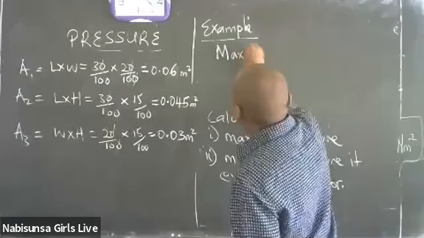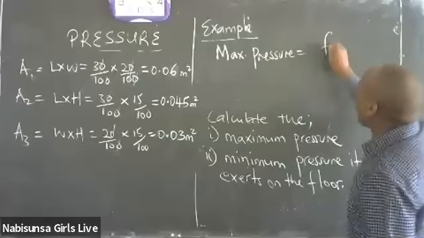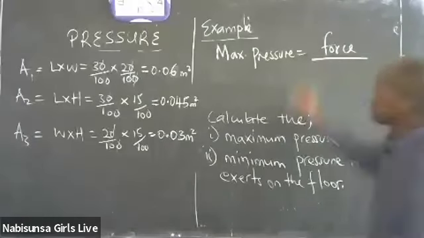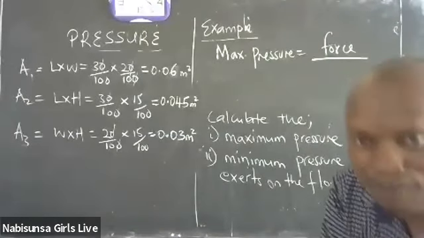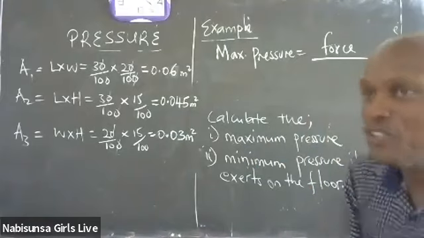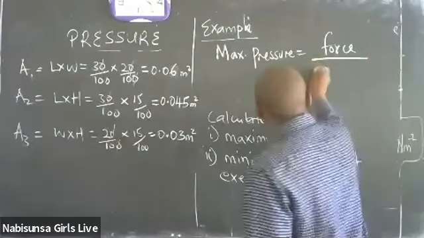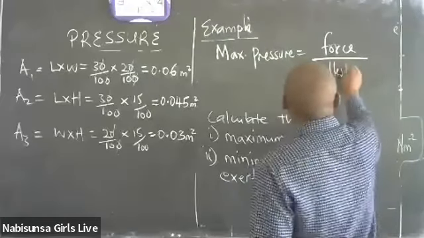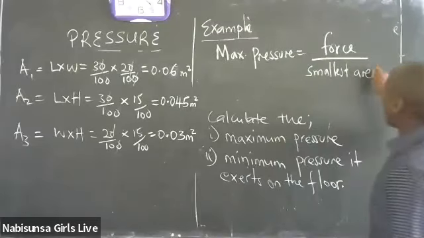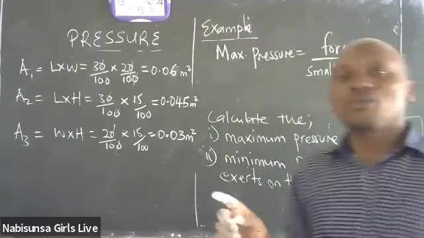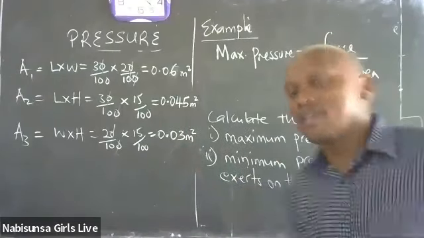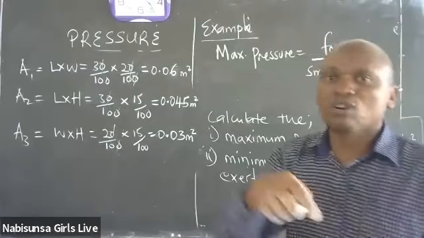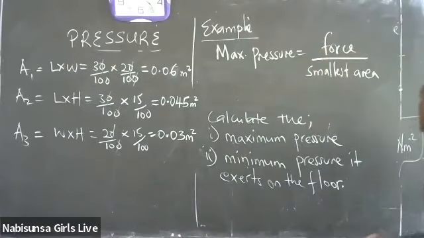Maximum, we use the largest. Teacher stated that for maximum pressure, use the smallest area. This is what you said the other time. We said the maximum goes with the smallest and the minimum goes with the largest.